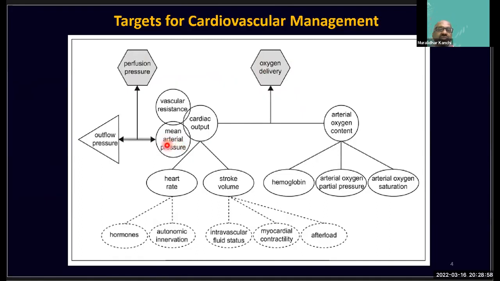So perfusion pressure is determined by the mean arterial pressure minus the central venous pressure, dependent upon cardiac output and vascular resistance, and cardiac output in turn depends upon the heart rate and the stroke volume. When you come to oxygen delivery, it depends upon the arterial oxygen content, which in turn depends upon the hemoglobin, the PaO2, that is small a O2, and the oxygen saturation.